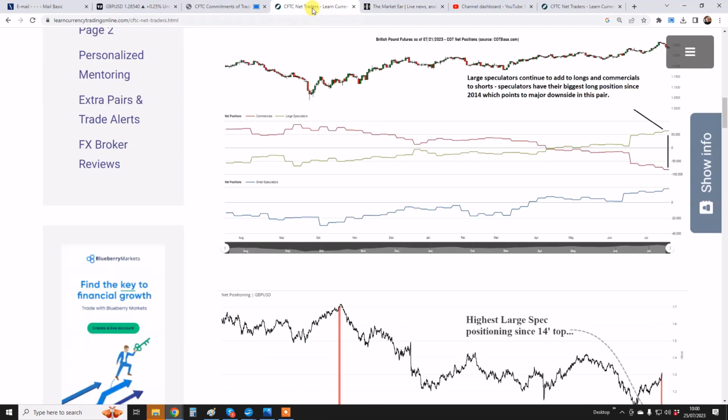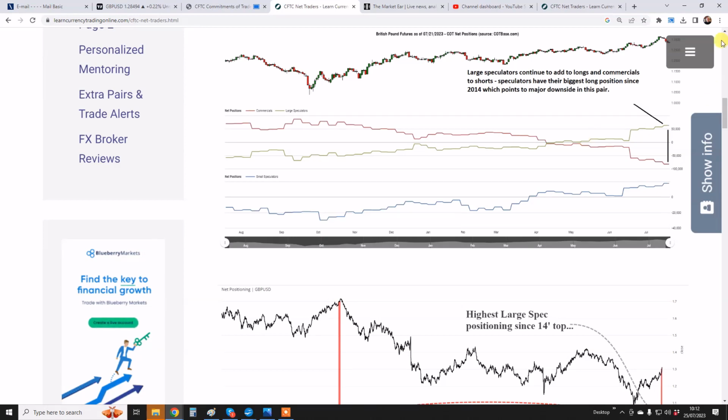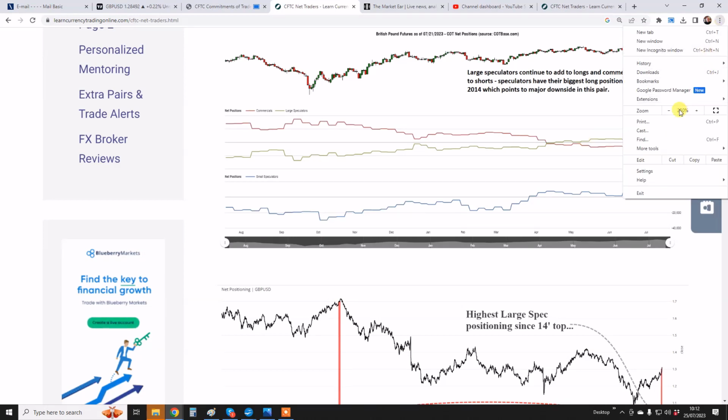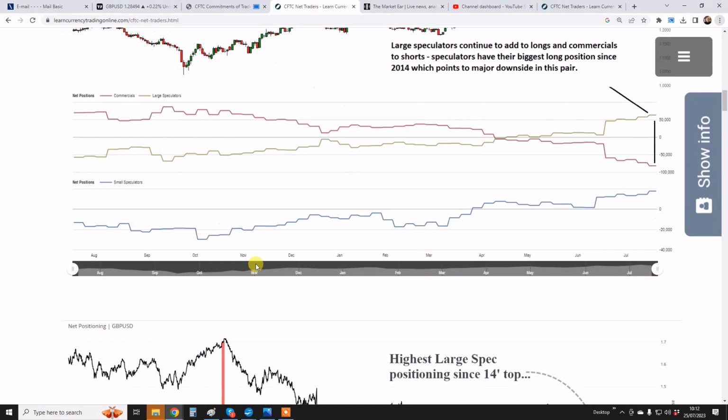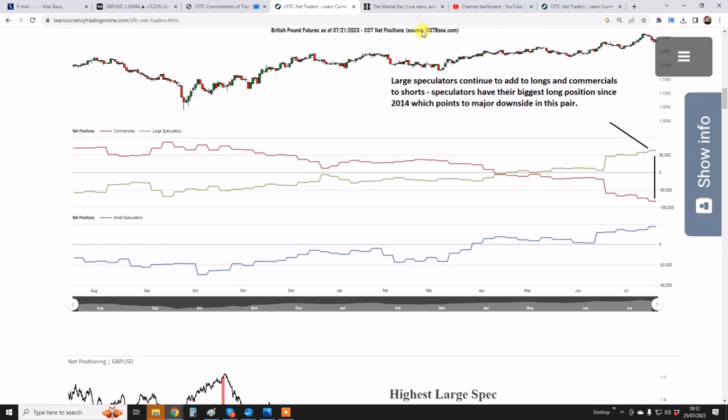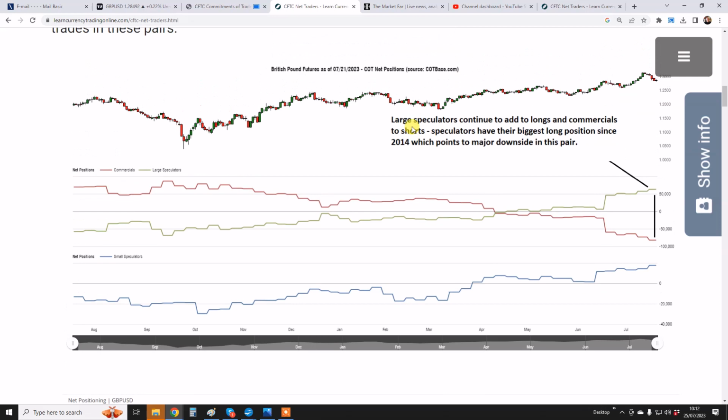So I just want to go here. Right, this is a visual way of looking at the COT, and it comes from a really great site called COT Base. There's quite a few sites that plot the COT visually, but we really like COT Base. Now, in terms of what we're really looking for is big divergences between the two groups, okay?